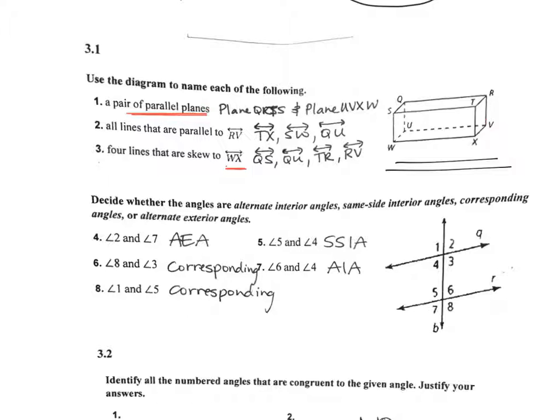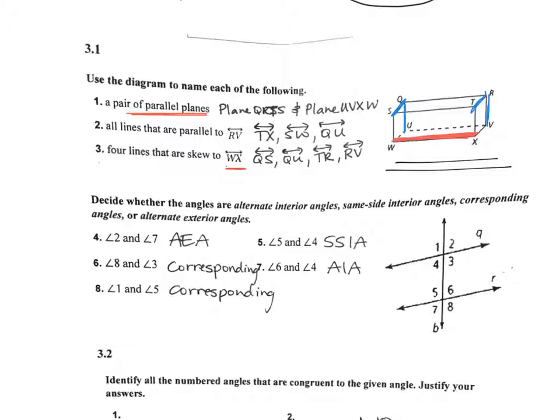So if this is WX, skew is the one that's a little harder to see. You don't want it to be parallel, so not UV, not QR, not ST, but you also don't want it to intersect. So if it's going to hit W or X, it's wrong, okay? So your 4 options here would be QS and QU will never touch WX, and then TR and RV, okay?